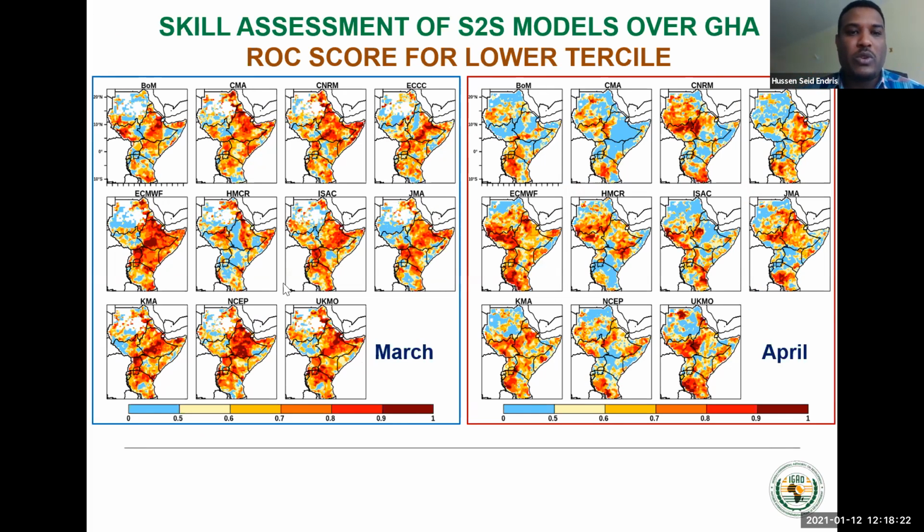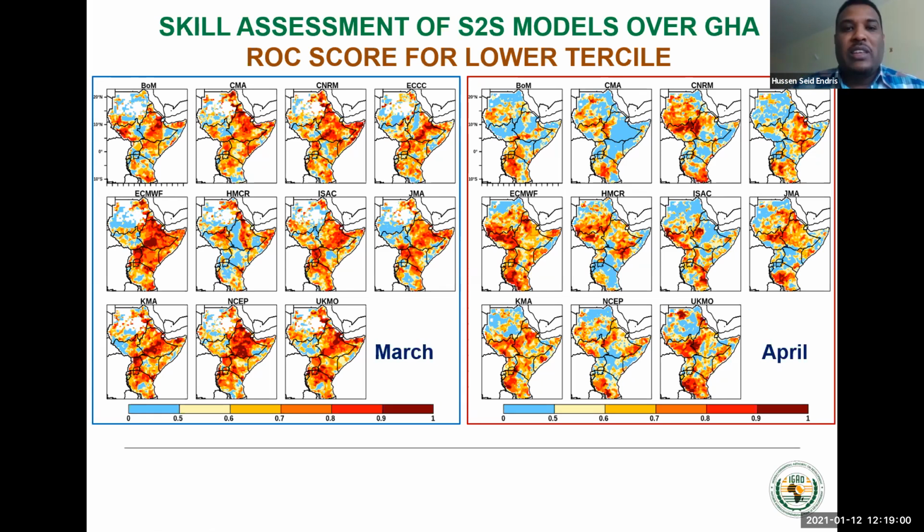You see most models generally have high skills during March and low skill during April. But as you can see, ECMWF is one of the models that we assess the skill of in the region. And if you look at during March and during April, you can see ECMWF has high skill over the region. So it is really one of the skillful models that is available currently. And we are happy for that.